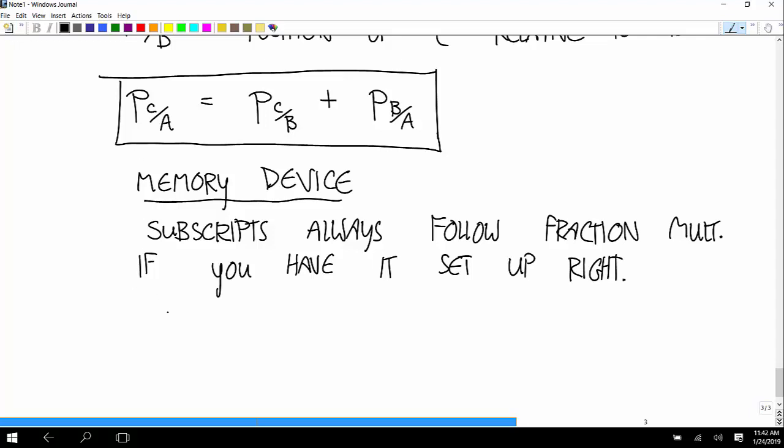So what I'm saying is C over A is equal to C over B times B over A. And if you have this equation set up in the wrong order, then if you think of it as fraction multiplication, it's not going to be correct, you know. And so that'll tell you that you have this organized wrong.